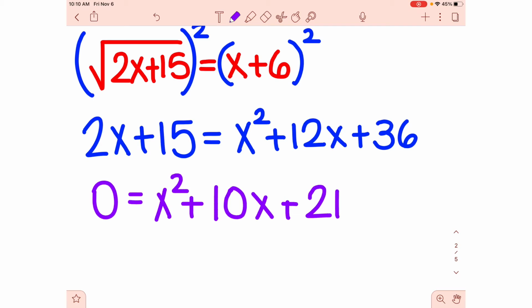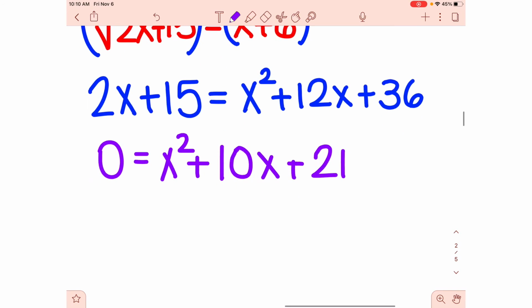plus 21. Okay, and so now I'm going to factor. That factors to x plus 3 and x plus 7.